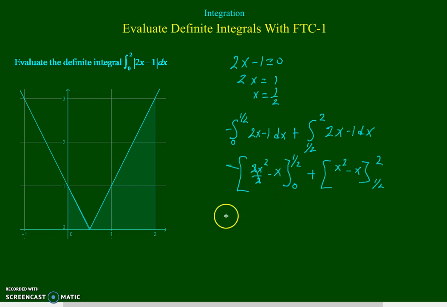So let's evaluate this. We have negative, 1/2 squared minus 1/2, minus 0 squared minus 0 is just 0, so that term disappears, plus 2 squared minus 2 minus 1/2 squared minus 1/2.